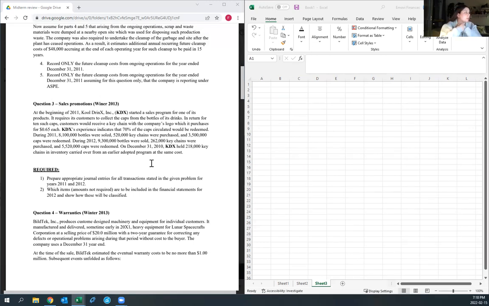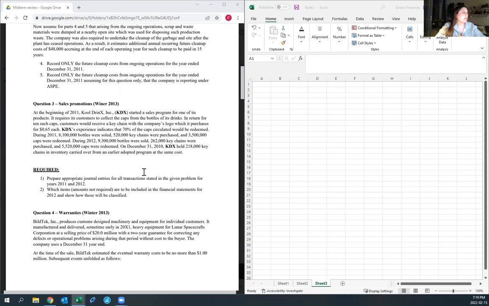So for question 3, at the beginning of 2011, Cool Drinks Inc. started a sales program for one of its products. It requires its customers to collect the caps from the bottles of its drinks. In return for 10 such caps, customers will receive a keychain with the company's logo, which it purchases for 65 cents each. Experience indicates that 70% of the caps circulated will be redeemed.